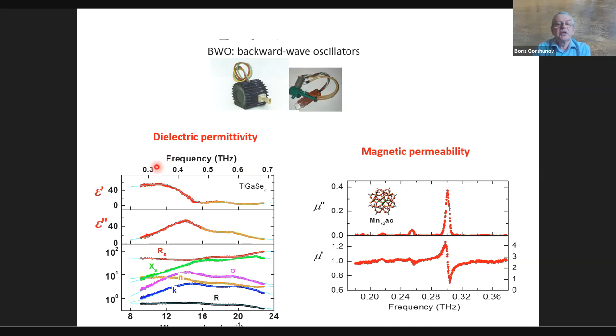For the dielectric material, one can measure the spectra of real and imaginary permittivity. So a couple of examples are shown here. These are the absorption lines and corresponding dispersion in epsilon prime, the real part of permittivity of this ferroelectric material. Also, one can measure the magnetic resonances, as shown here for the manganese 12 magnetic cluster. I will speak about it a little bit later. So these are the real and imaginary parts of magnetic permeability. You can see that these are the resonances. So these are the possibilities of the coherent source backward wave oscillator spectroscopy.